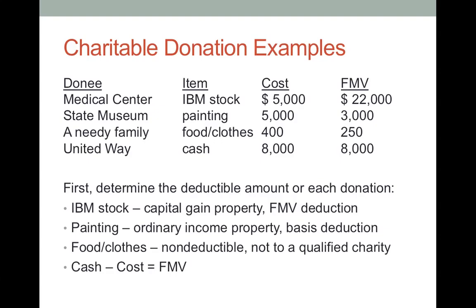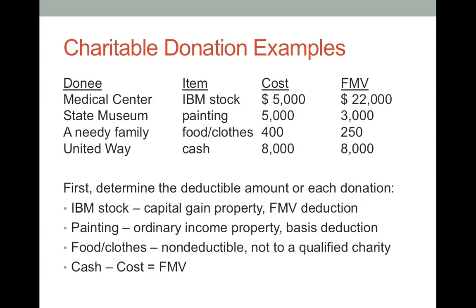So let's look at the example. This is the example that's in your class notes. We have a taxpayer, and the taxpayer made 4 charitable donations this year. One to a medical center of stock, donated a painting to a museum, donated food and clothing directly to a needy family, and cash to the United Way.